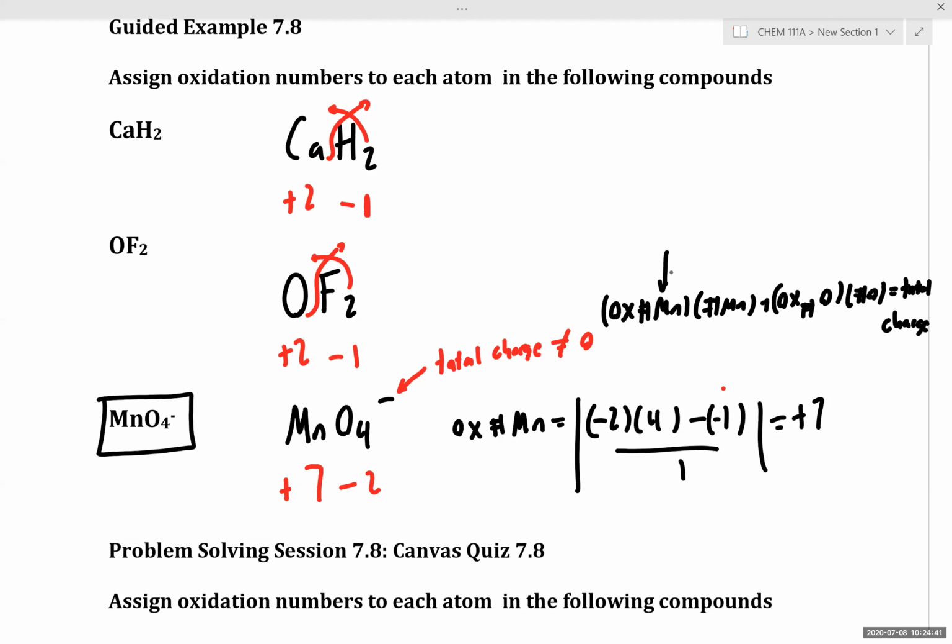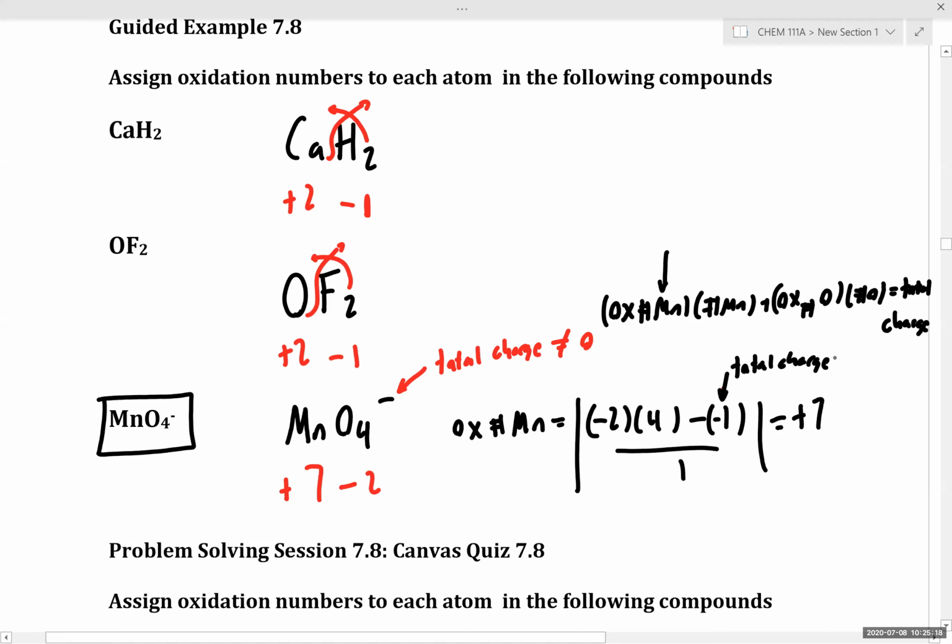Oxygen prefers to adopt a charge of -2, and it prefers to adopt an oxidation number of -2 overwhelmingly. Yep, and you multiply by 4 because we have 4 oxygen atoms. No, so this -1 is our total charge.